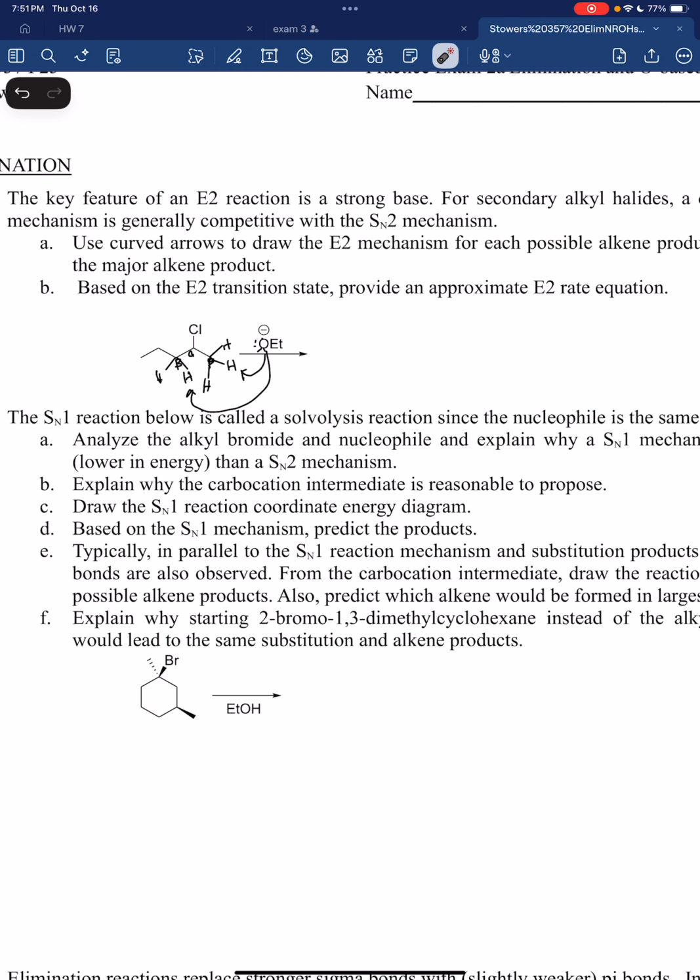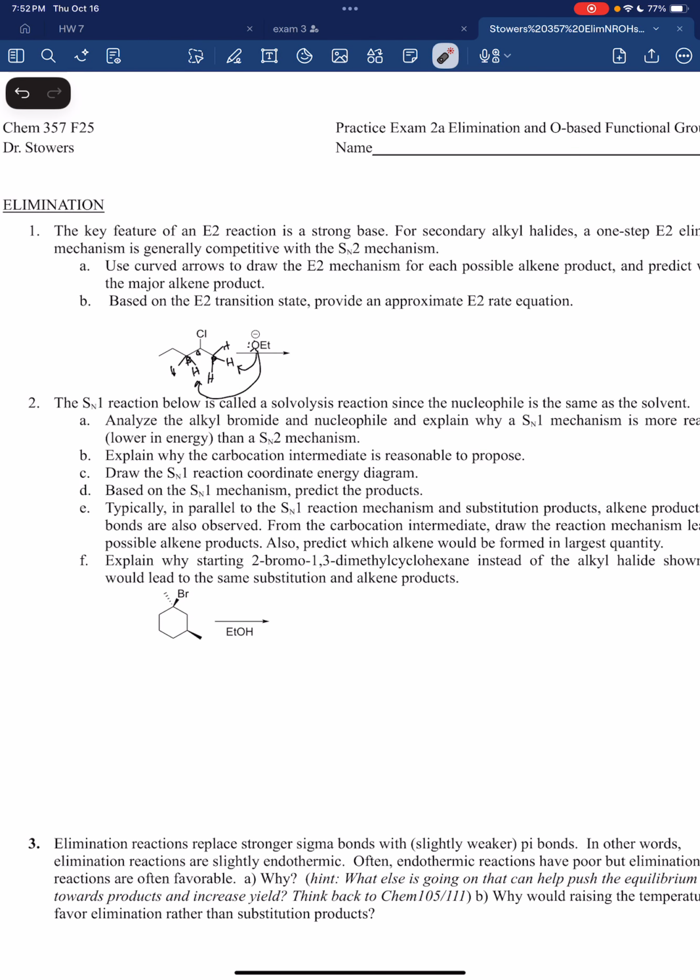Explain why the carbocation intermediate is reasonable to propose. I don't know. I think that this is just asking why the specific carbocation that forms in this reaction is relatively stable compared to other potential carbocations. This structure might not be as stable, or even this structure won't be as stable. So explain why that carbocation, the intermediate, is more stable.